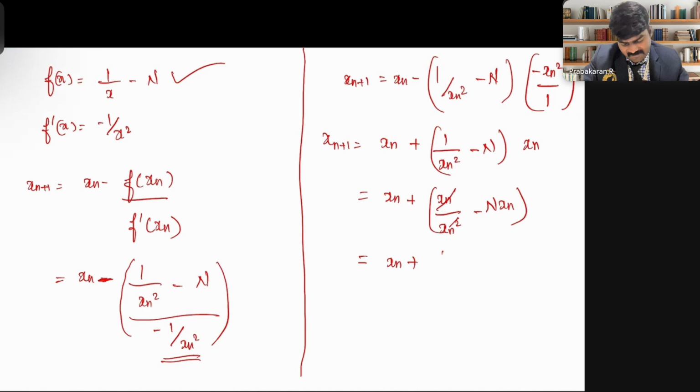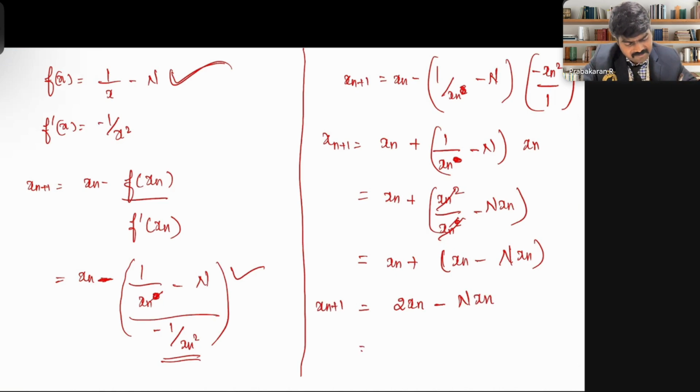Somewhere I have made a mistake. This is not 1 by x n square, this is simply 1 by x n. Just correct it. So this is going to be x n square by x n, and that simply gives x n. Sorry for the mistake. This is the function, and when replacing I made a mistake: it is 1 by x n. So you must be careful while substituting. So x n plus x n equals 2 times x n, minus n x n squared.